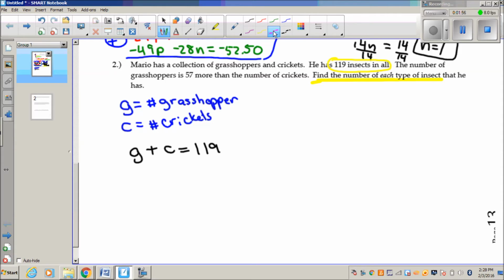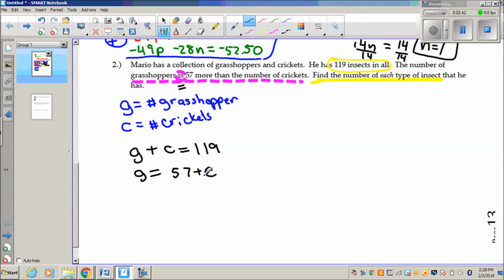Now let me keep reading here. It says the number of grasshoppers is 57 more than the number of crickets. So that's my second equation. Okay, so how can I interpret this? The number of grasshoppers is. I know is means equal to. So the number of grasshoppers is equal to what? 57 more than the number of crickets. So the number of grasshoppers is equal to 57 more than the number of crickets.